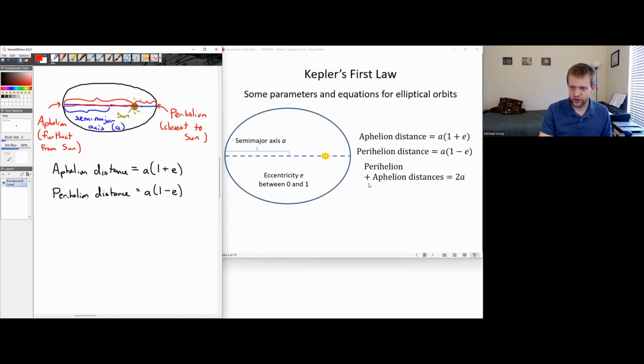So this last one, you can identify using geometry: if I add up the perihelion distance and the aphelion distance, that total distance across the entire orbit will be twice the semi-major axis. Let me write that one down as well. Perihelion distance plus aphelion distance equals twice the semi-major axis.